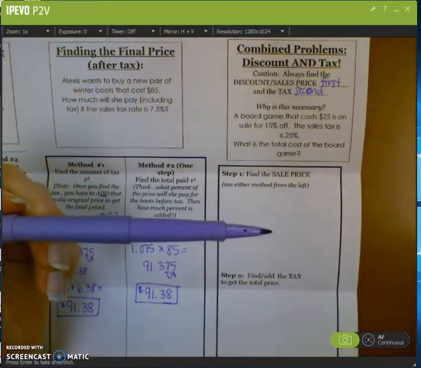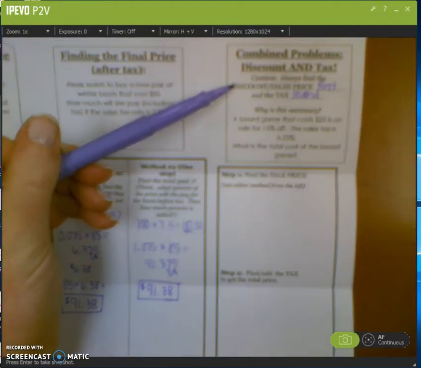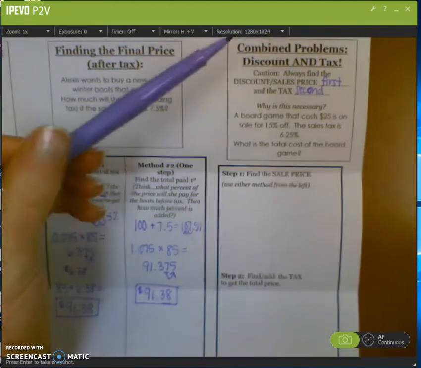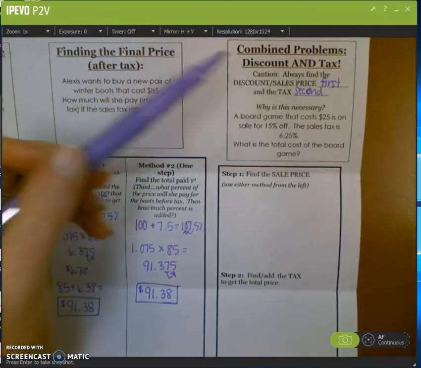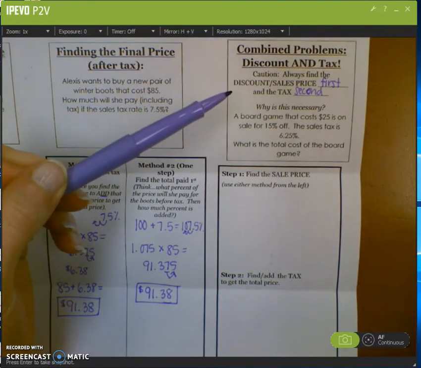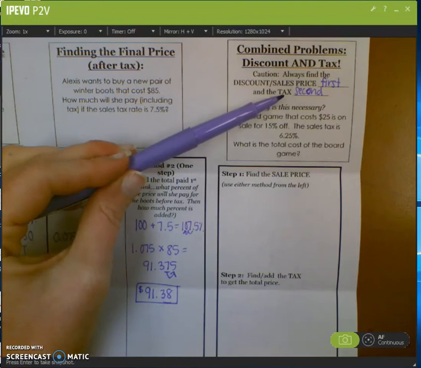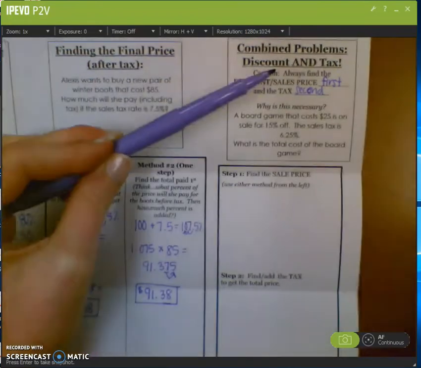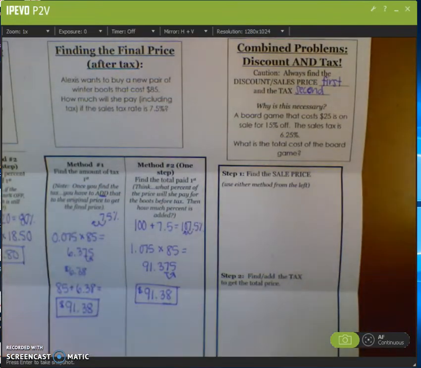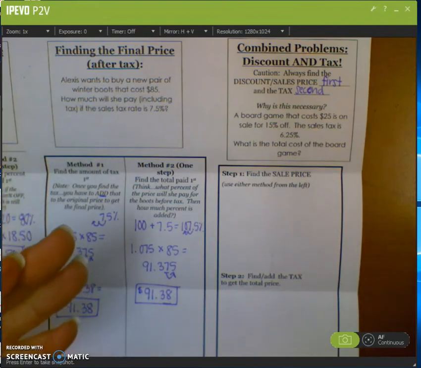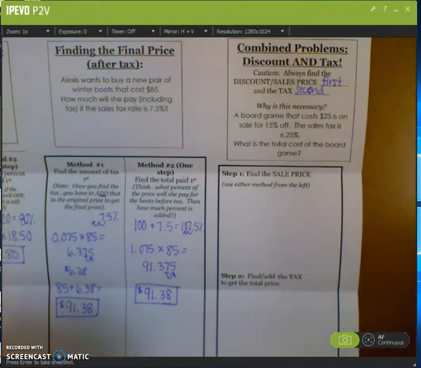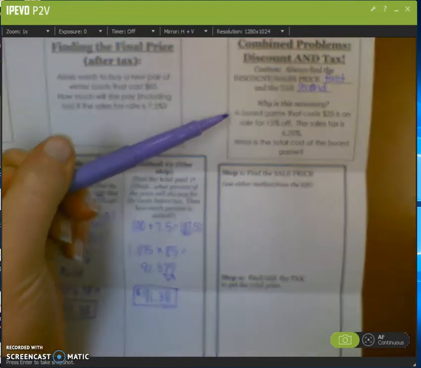The reason that we do that first, we have to find the sales price first, because the discount is on the total before tax, not on the taxed total. And the tax only is on what you pay for the item. You don't get taxed on what the item should have cost. You get taxed on what you paid for the item. So we always have to find the sales price first and the tax second. It's just important that we do things in that order.